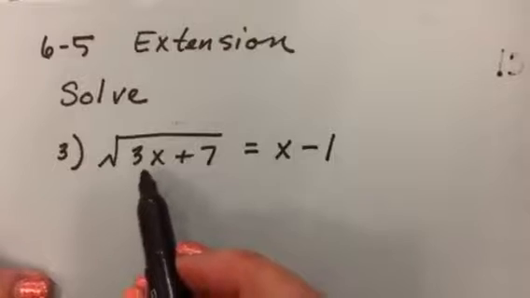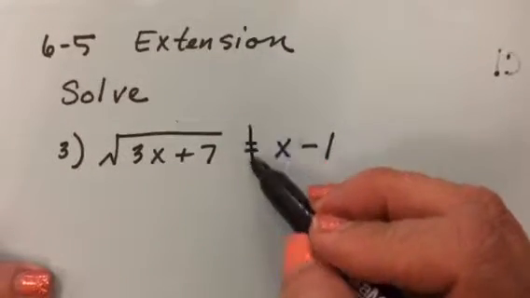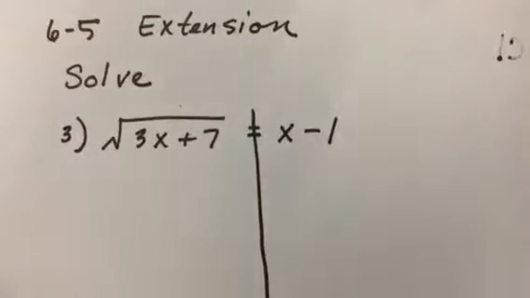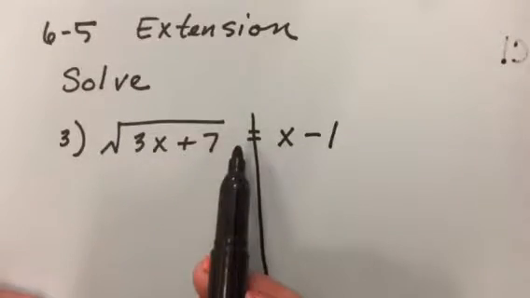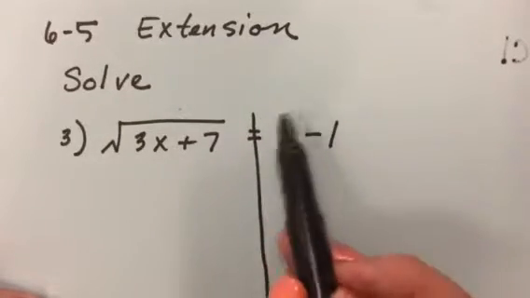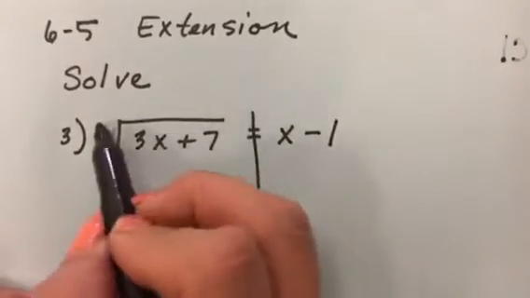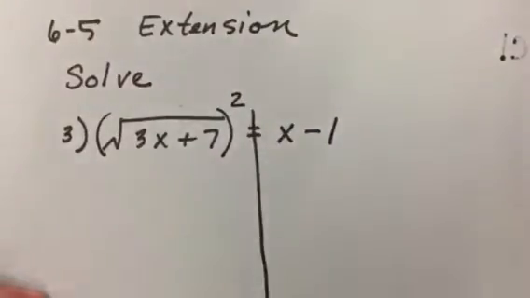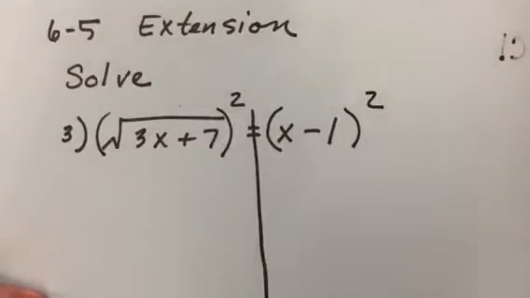We've got the square root of 3x plus 7 equal x minus 1. So again, I'm going to start with my good protocol of drawing my line down my equal sign and dividing it into the left and right hand side of my equation. On the left hand side I have the square root of 3x plus 7, and the right hand side I have x minus 1. My square root has been isolated, so again, to undo that square root, I'm going to square the left side, and because I have to square the left side, I also have to square my right side.